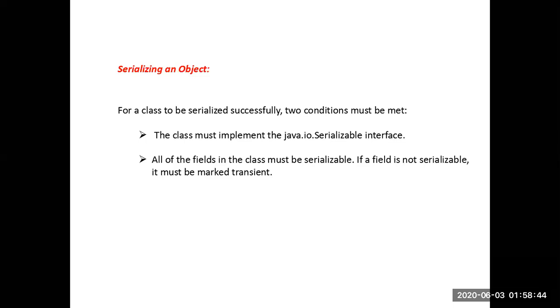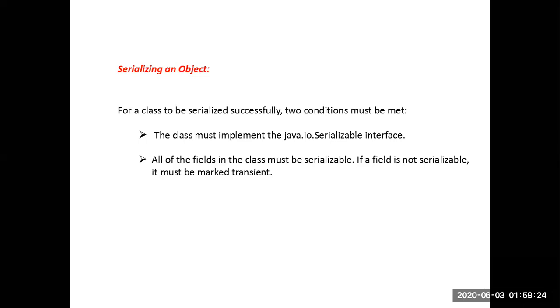What are those two conditions? First, its class must implement the java.io.Serializable interface. Whatever object we want to serialize, its class must implement the Serializable interface, which belongs to the java.io package. I will show you this point in the program. Next, all the fields in the class must be serializable. That means all the variables in that class must be serializable.